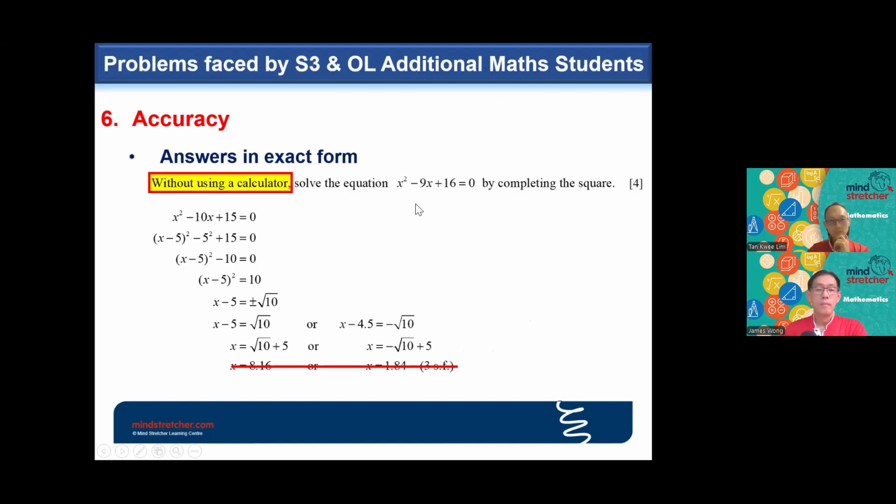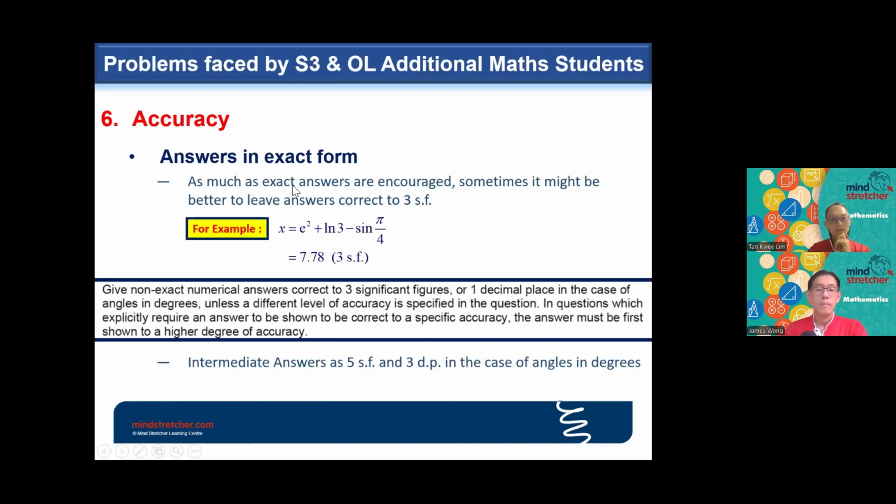Another thing is that as much as exact answers are encouraged, there are also times where it is not really feasible or not really logical to put the answer in exact form in that sense, right?